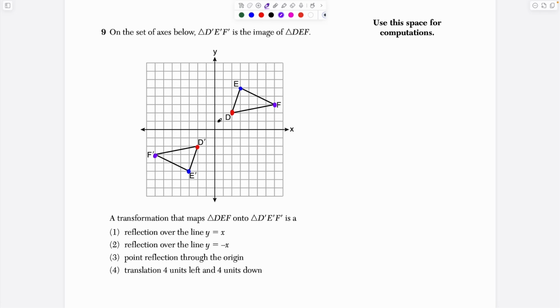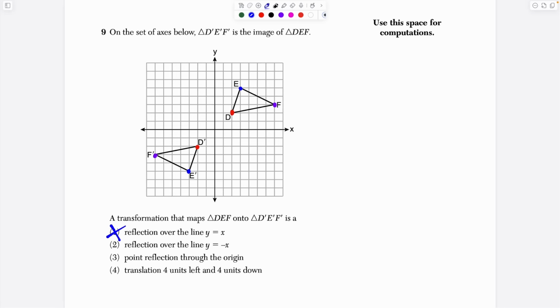So let's see here. If we reflect over the line y = x, the line y = x goes this way like this. So I'm just going to draw in the line y = x and ask yourself, is this acting as a line of symmetry? Well, this one here is not working because if I were to flip, let's say, point E over the line, it would put me somewhere over here like this, and that doesn't land at E'. So the line y = x is no good. So I'm just going to cross this one off here.